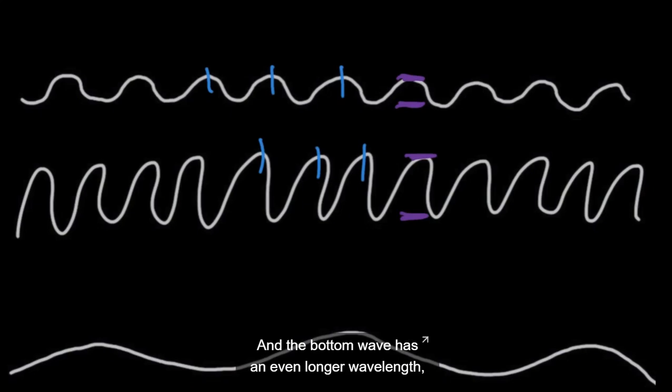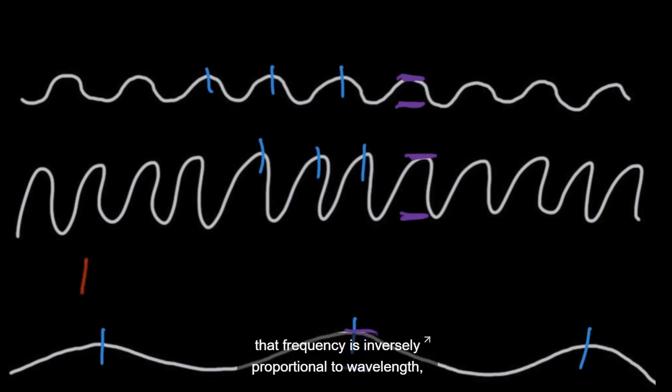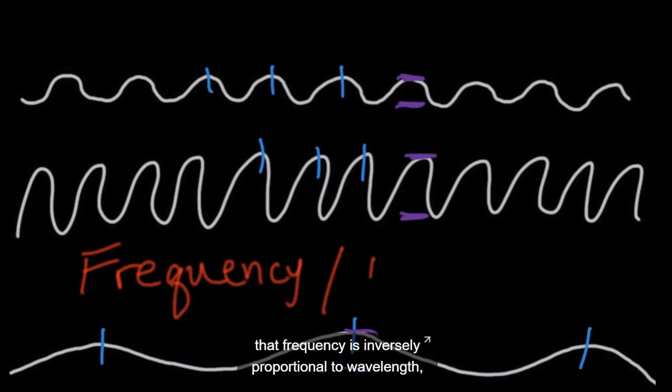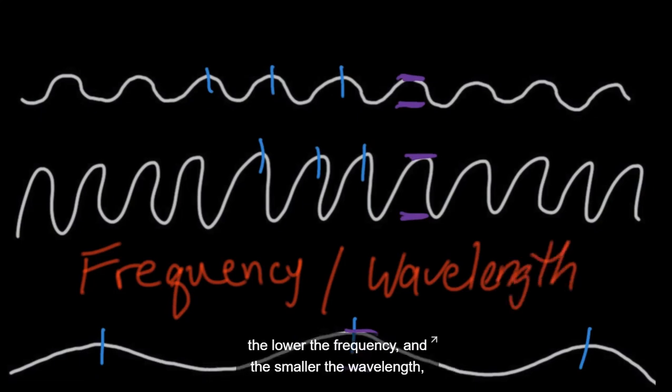And the bottom wave has an even longer wavelength, therefore a lower frequency, and it also has a lower amplitude than both the above waves. So therefore it will be lower and quieter. And if you look at this, you'll notice a key concept: frequency is inversely proportional to wavelength. Meaning, the bigger the wavelength, the lower the frequency. And the smaller the wavelength, the higher the frequency.